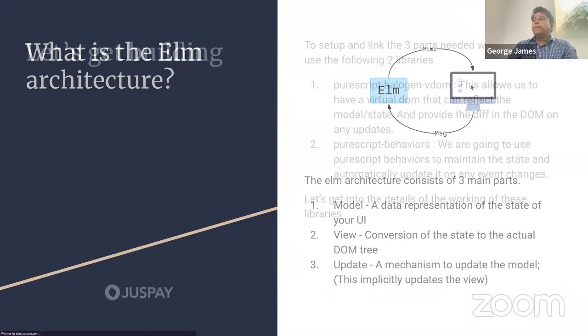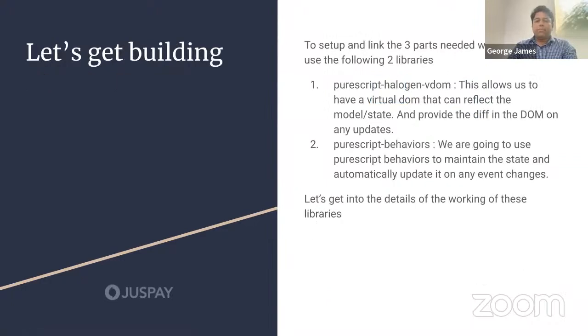Now that we know what we want and we know how we want to get there, like what architecture to use, we primarily chose 2 existing PureScript libraries to achieve this. One is PureScript Halogen VDOM, which is basically a library which allows you to have a virtual DOM and virtual DOM diffing. Second is PureScript Behaviors.